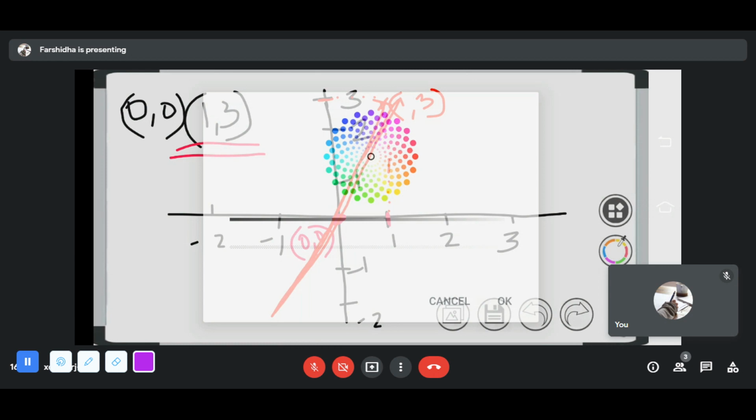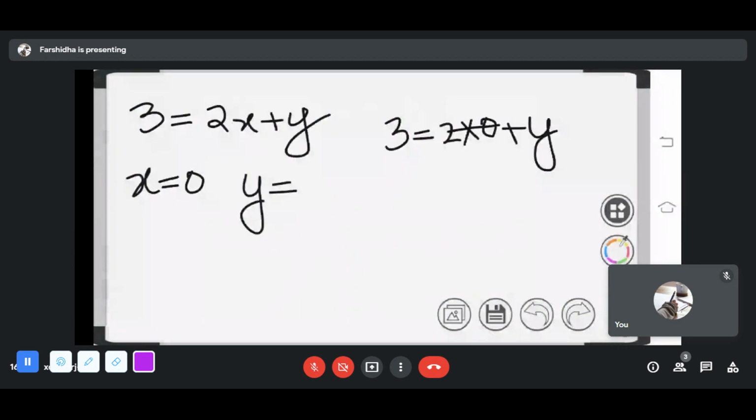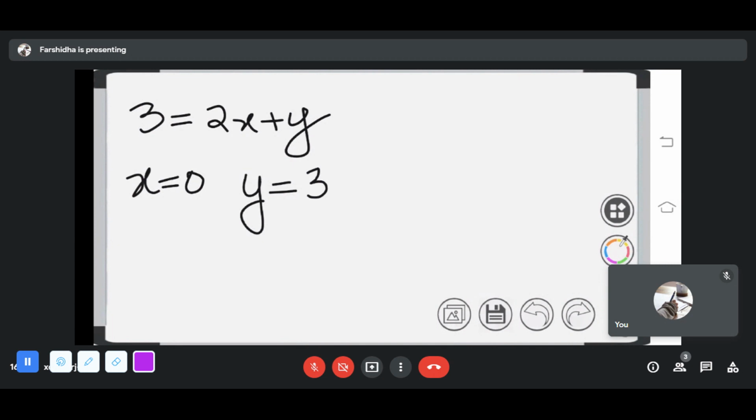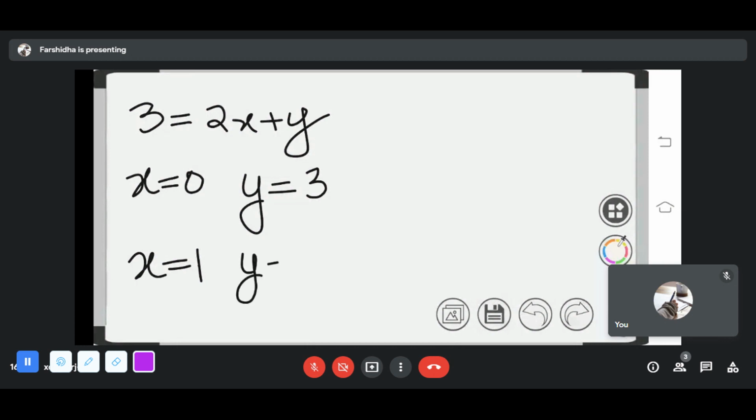Cancelled. So therefore y is equal to 3. Now take x is equal to 1. What is the value for y?